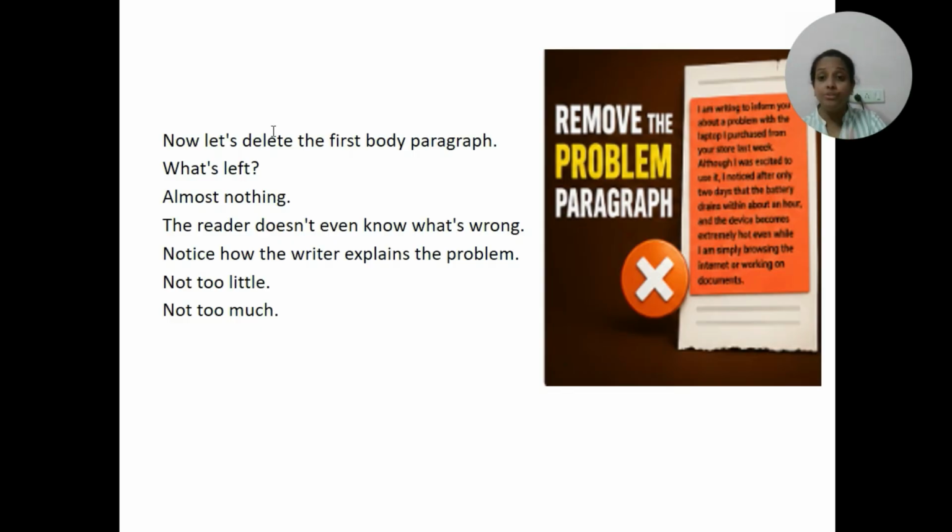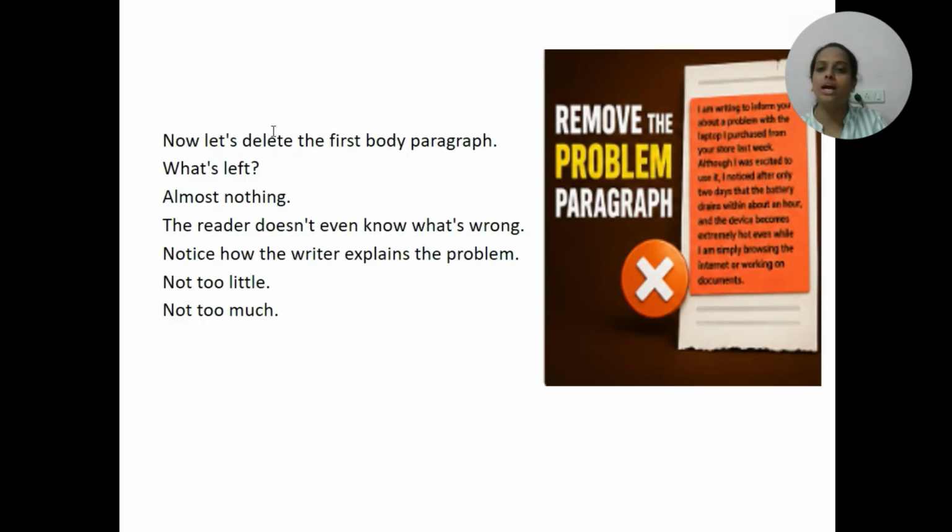Now, let's delete the first body paragraph because that was talking about the problem, right? What's left? Almost nothing. The reader doesn't even know what's wrong. Notice how the writer explains the problem. Not too little, not too much. Battery drains quickly, laptop overheats, even during simple tasks. That's enough. No need to write a whole engineering report.